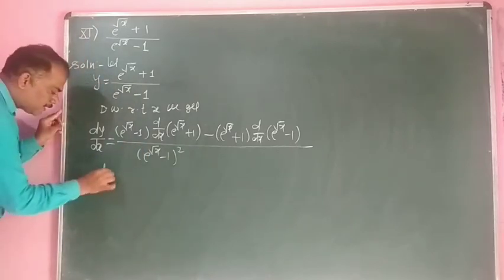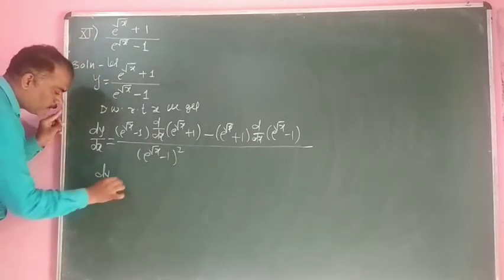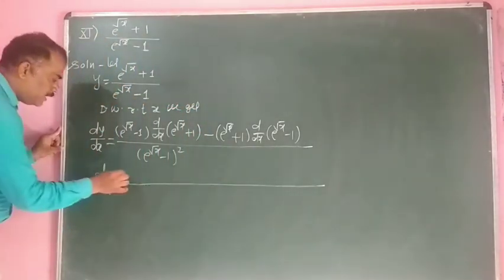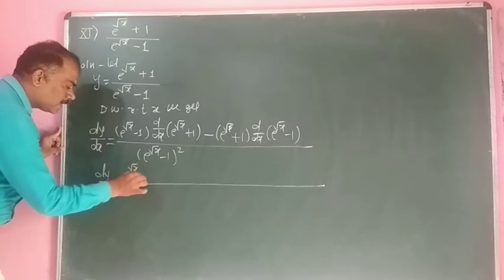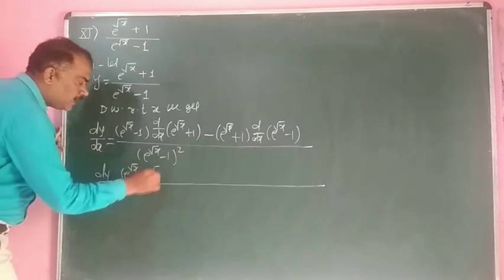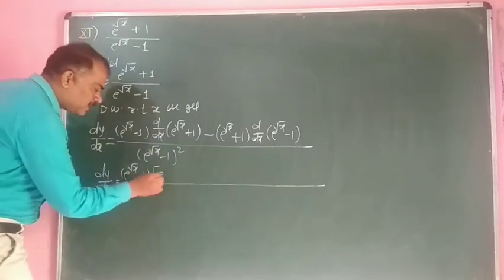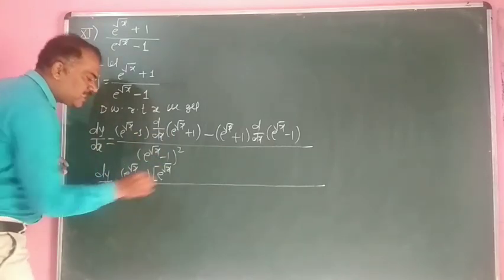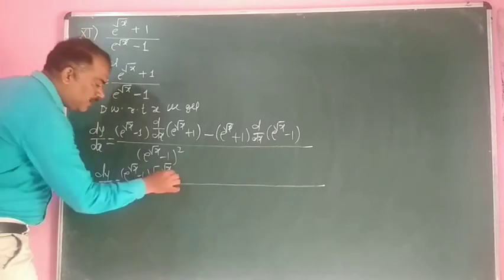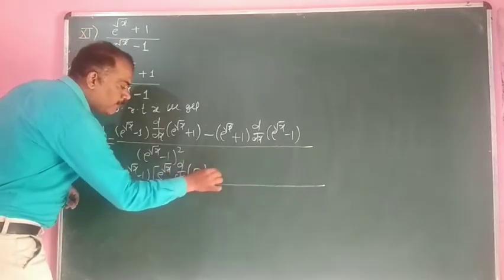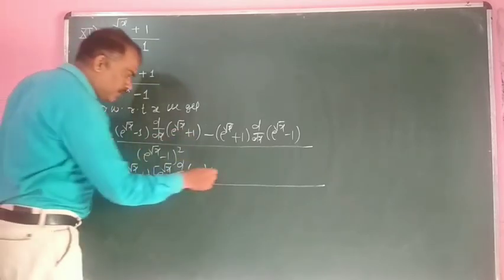What do we get? dy by dx is equal to, here, (e raised to root x minus 1) into, what is the derivative of e raised to x? The derivative of e raised to x is e raised to x. Instead of x, here root x is there, into d dx of root x, plus, what is the derivative of 1? 0.